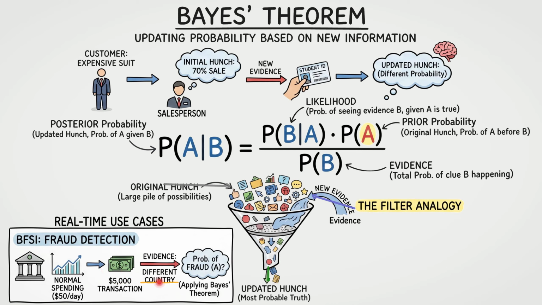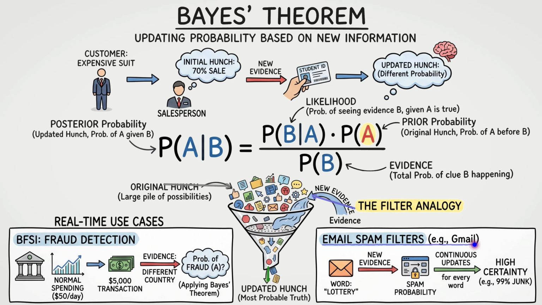It takes the new evidence, for example, the fact that you're currently in a different country, and calculates the exact probability that this transaction is fraud. It also powers everyday tools like email spam filters. If the word lottery appears in an incoming message, the AI updates its belief about the email being spam. It doesn't just stop at one word. It performs continuous updates for every single word in the message until it reaches a high certainty, say 99%, that the message is junk. The core takeaway here is that Bayes' theorem provides a rigorous mathematical framework to continuously refine our beliefs as new evidence emerges.